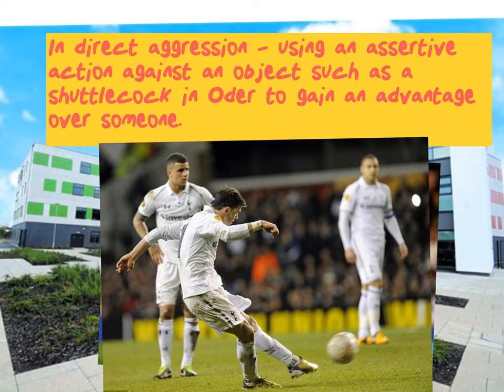Okay, the second type of aggression is indirect aggression. That is where you use assertive action against an object, such as a shuttlecock in badminton, in order to gain advantage over somebody. For example, the picture here is a footballer striking the ball. You can strike the ball with indirect aggression to gain an advantage over the opponent. For example, in a penalty, striking the ball with extreme force to prevent the goalkeeper from saving it. That would be an example of indirect aggression.